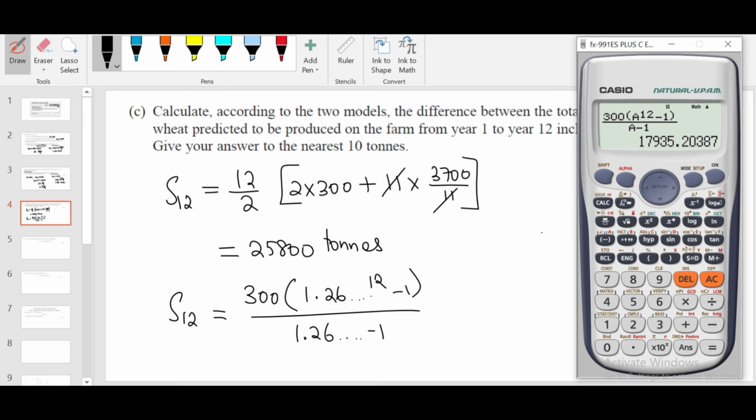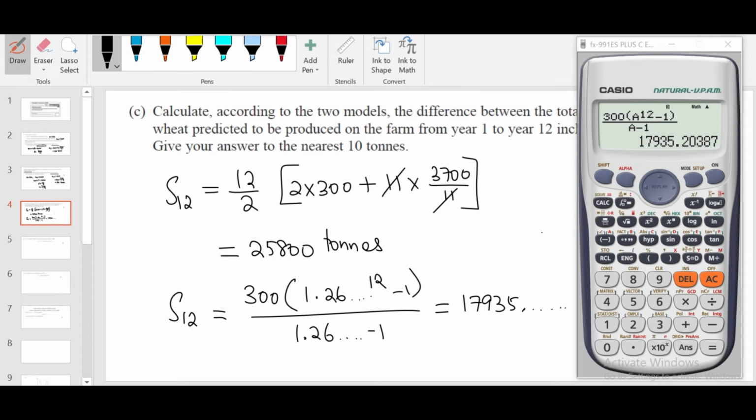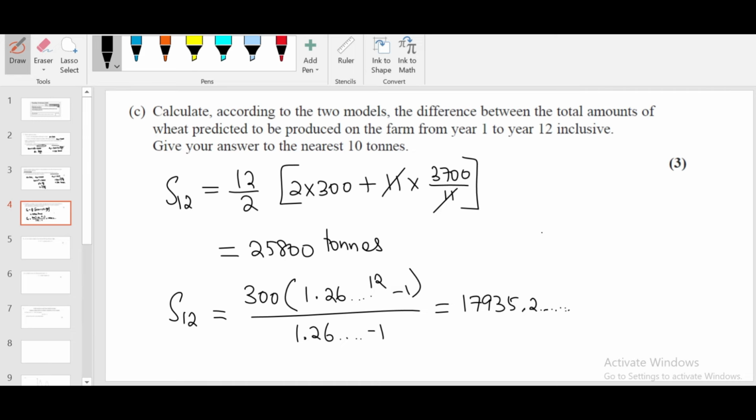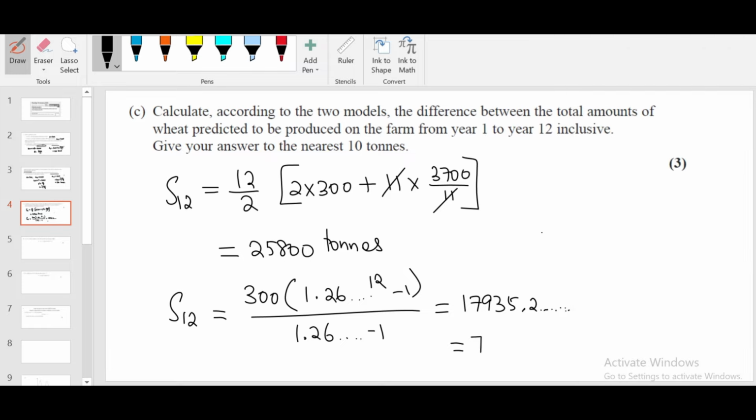So when you round it, okay, take it as 17935 point something something. We don't need these values, we need the difference. So I'm going to subtract 25,800. The result is 7864, round it to the nearest 10, 7870 tons. That's the answer for this.